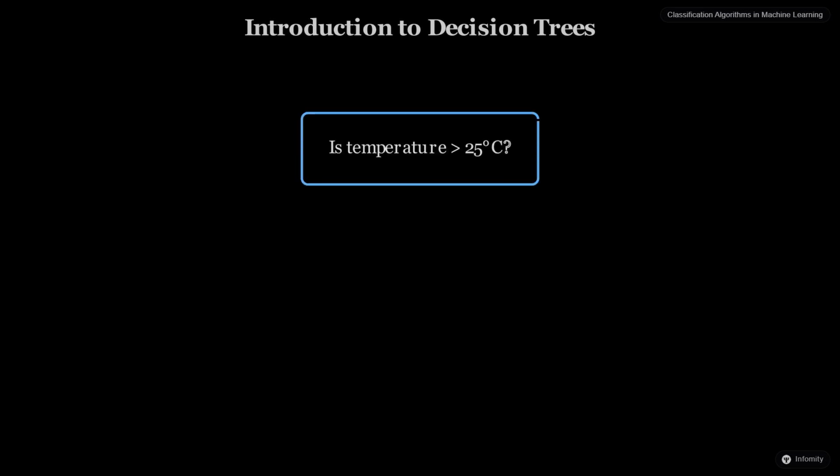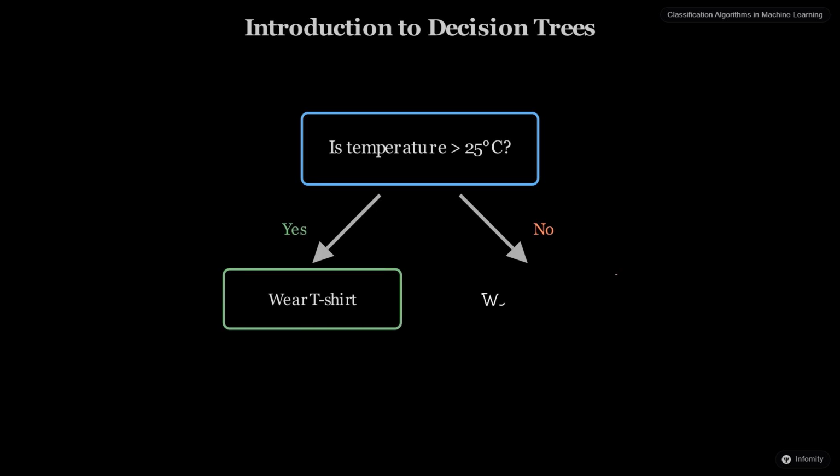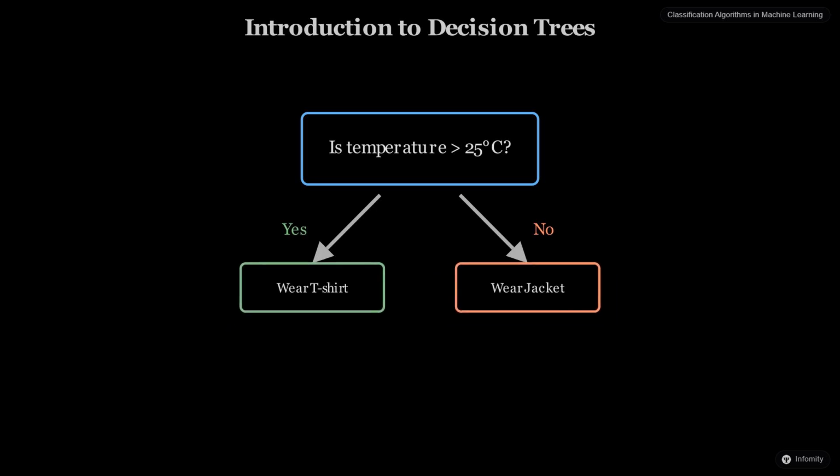Now, let's explore our first specific classification algorithm: decision trees. Imagine a series of if-else questions, like a flowchart, that helps you make a decision. That's essentially what a decision tree does. It starts at a root node, asks a question about a feature, and based on the answer, it moves down a specific branch. This process repeats until it reaches a leaf node, which gives the final classification. They are highly interpretable because you can literally follow the path of decisions.